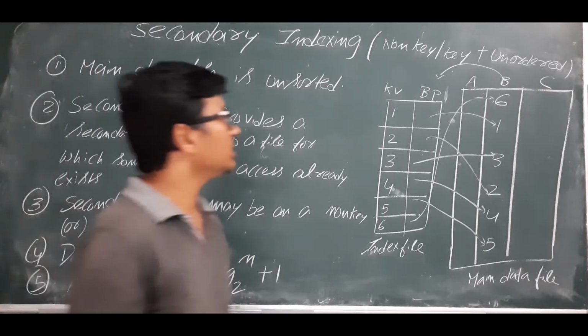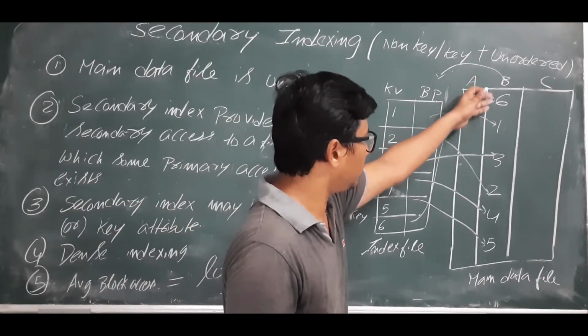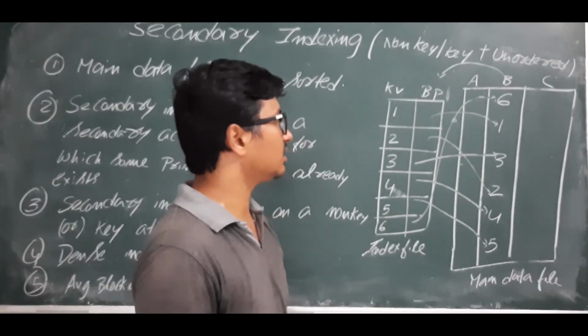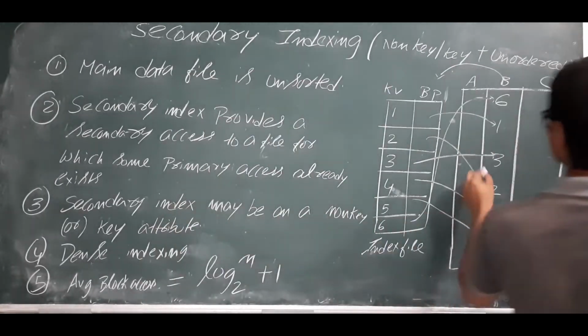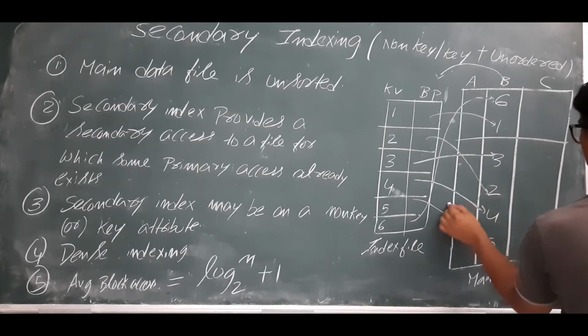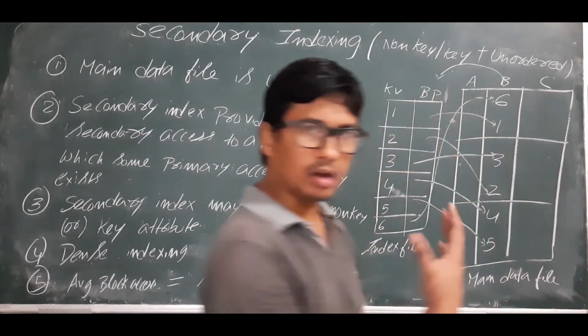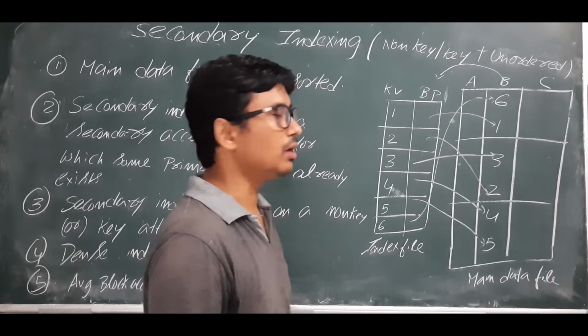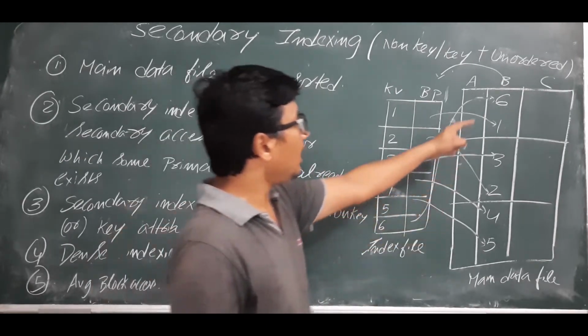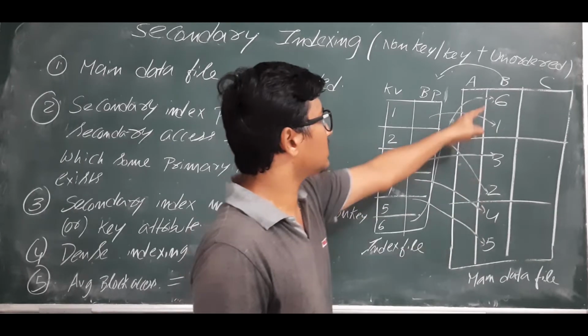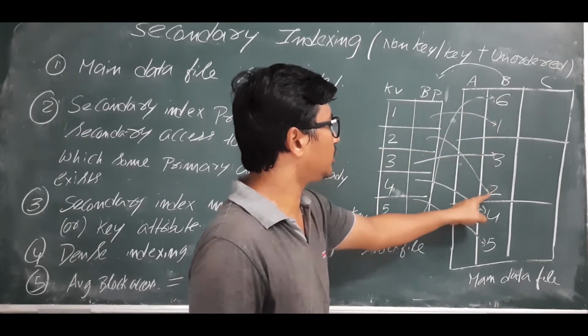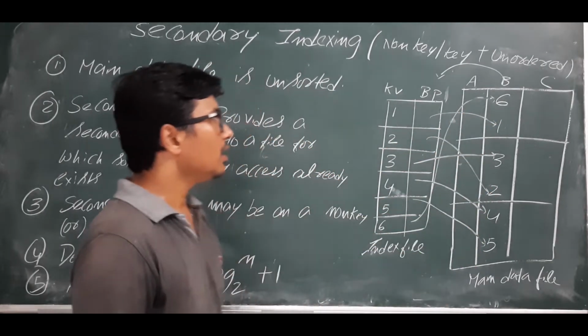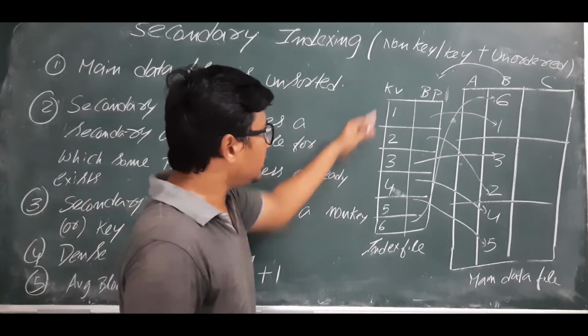Please listen carefully. Let's take this example where we have 6 records, and the 6 records can be in 3 blocks. Let's take that we have block 1, block 2, block 3. Okay. Now if you see, they are not in order, because we have 6, 1, 3, 2, 4, 5. Now what does the index file consist of?